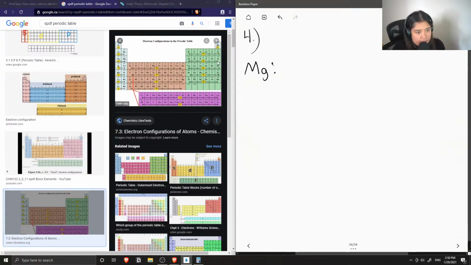Starting from hydrogen, we write 1s², and then 2s², and then moving across to the p block, we write 2p⁶, and then we found magnesium here, so we just need to write 3s². So we can see here that there should be 12 electrons in total, which there are.